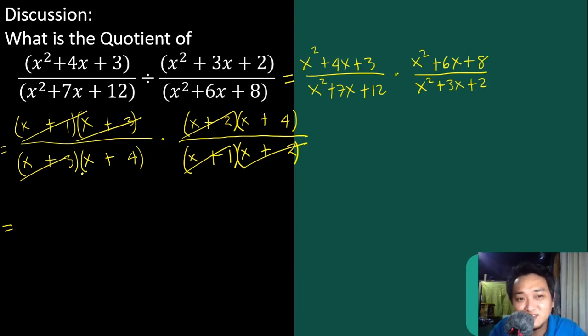Oh. The last is x plus 4 and x plus 4. Oh, sir, sir, lahat naman na-cancel, di ba? Oh, na-cancel pala lahat. So, the answer is 1. 1 over 1 or 1. Haba-haba nung ating polynomials. 1 lang pala yung sagot.